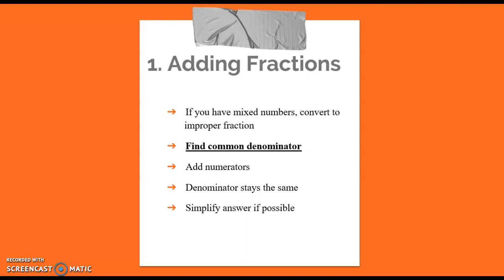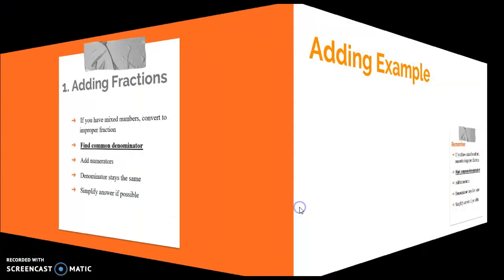So adding fractions, our first step is if you have mixed numbers in your problem, you're going to convert them to improper fractions this year. It's going to help us when we have negative fractions in our problems. Don't be nervous, it's not that bad. Then you're going to find the common denominator. You're going to add the numerators, keep the denominator the same, and simplify your answer if you can.